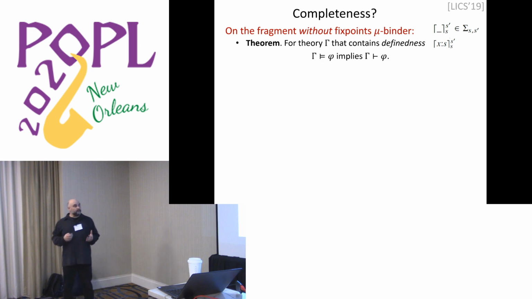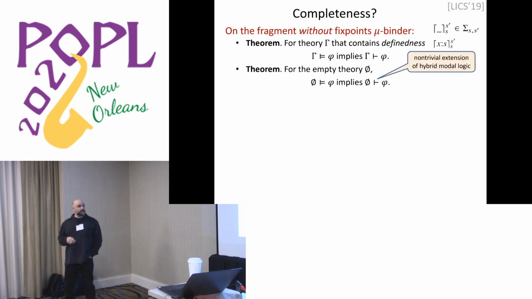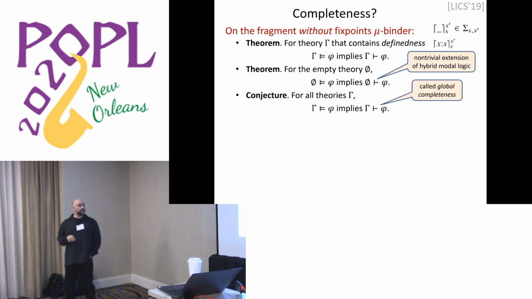It's hard. We managed to prove the completeness only when we have definedness around, because we can define equality and then we can translate to first order logic with equality. But we were not able to prove it in general if we don't have definedness. We only proved it for an empty theory, which is also called local completeness in modal logics. We conjectured it should hold for all theories. So that's what happens if you get rid of the mu binder. If you get rid of the existential binder, we know that we cannot be complete in general, so we have to get rid of something.